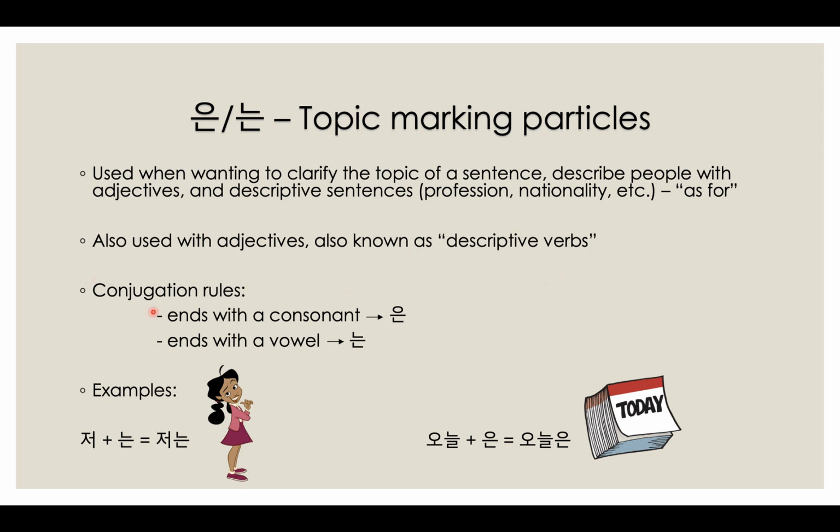Okay, conjugation rules. If it ends with a consonant, you add 은, and if it ends with a vowel, you add 는. Our examples down here: 저는. 저 means I or me, so 저는 would mean "as for me." If you refer back to up here, as for me, as for I. Over here, 오늘 plus 은, 오늘은, as for today.